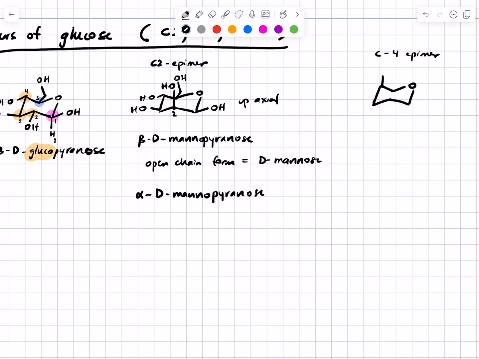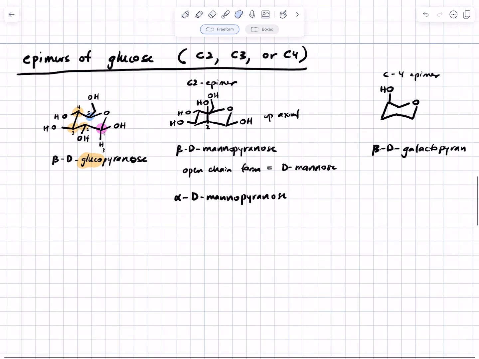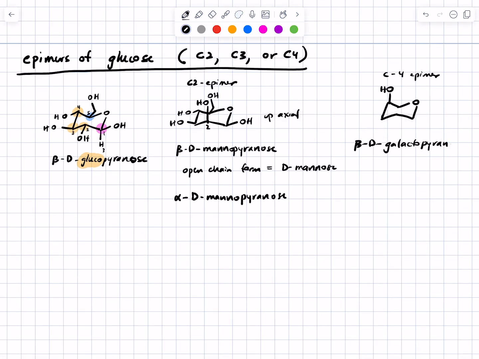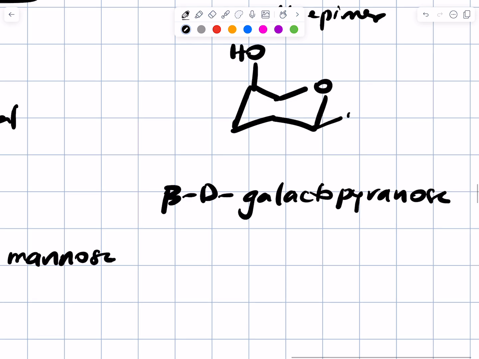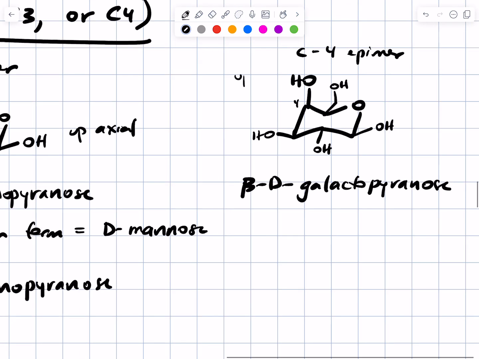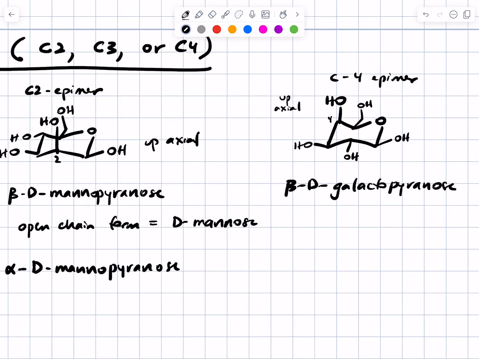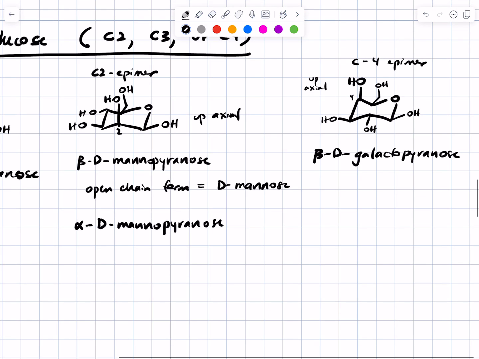This is found a lot in nature, and this one is called beta D galactopyranose. And I'm running out of space to write that. Beta D galactopyranose. Again, everything's going to be the same as glucose, only at C4, the OH is going to be up axial instead of down equatorial. Okay, and in its open chain form, this is called D-galactose.